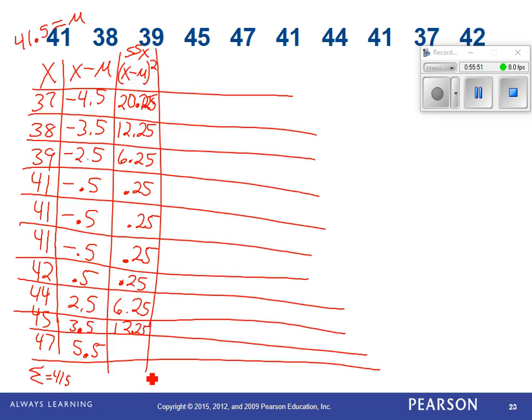What's 5.5 squared? When we get all those, we want to add them all up. Let's see if I can add this up in my head. 1, 2, 3, 4, 5, 6, 7, 8, 9, 10. So that's 2.5. That's 32, 44, 50, 56, 68, 88, 88.5.